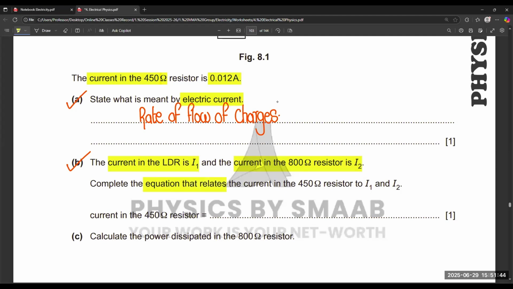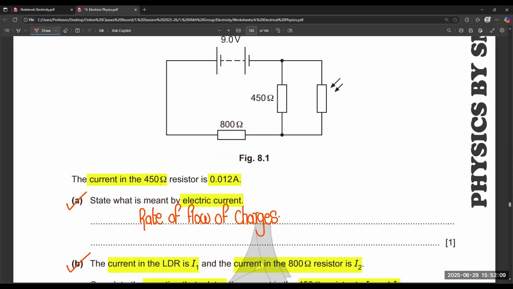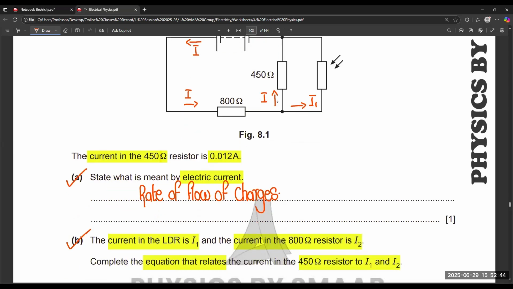So you just need to write the equation that shows the relation for I1 and I2 in the 450 ohm resistor. If we consider the circuit again, what do you think the value of current for the 450 ohm resistor will be? Current starts to flow from the left-hand side, and this maximum value of current passes through the 800 ohm resistor, but after that it divides into two different paths. The current passing through the LDR is I1 and the current in the 800 ohm resistor is I2.